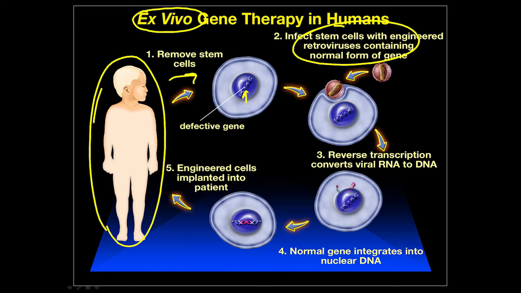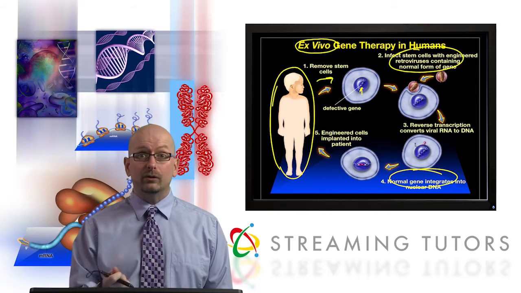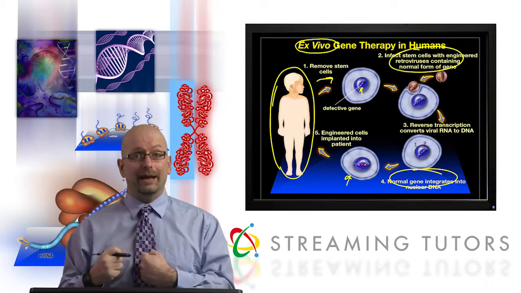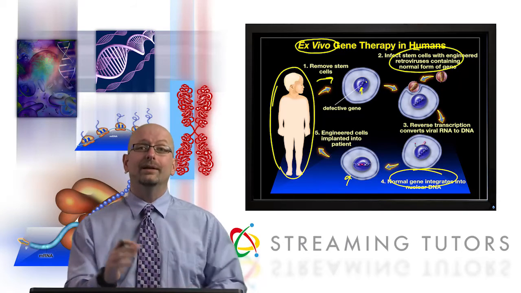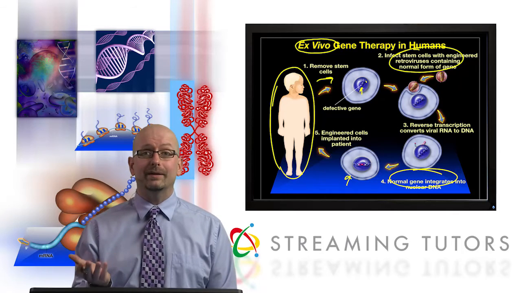Reverse transcription makes that viral RNA into DNA, and we're hoping that the normal gene is going to integrate into the genome, either replacing or augmenting the faulty one. Then we take these cells that we took out of this patient, and we put them right back into this patient. This minimizes the possibility that there'll be an immune rejection or something of that nature.